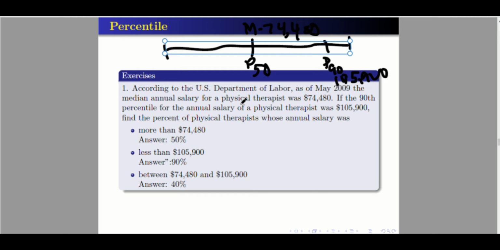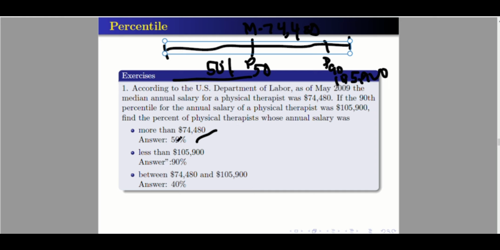The question is, find the percent of physical therapists whose annual salary was more than 74,480. So the answer is 50%. How did we get 50%? Take note, 74,480 is at the median, so it's at P50. Meaning the percentage to the left is 50%. Since we're talking about more than, it's on the other side, and the other side is also 50%. So the answer for letter A is 50%.